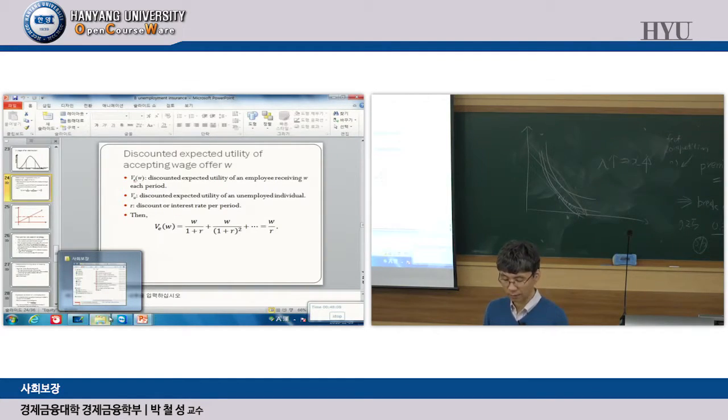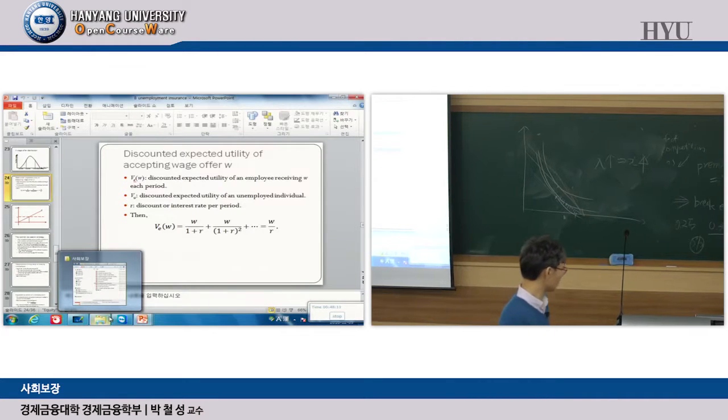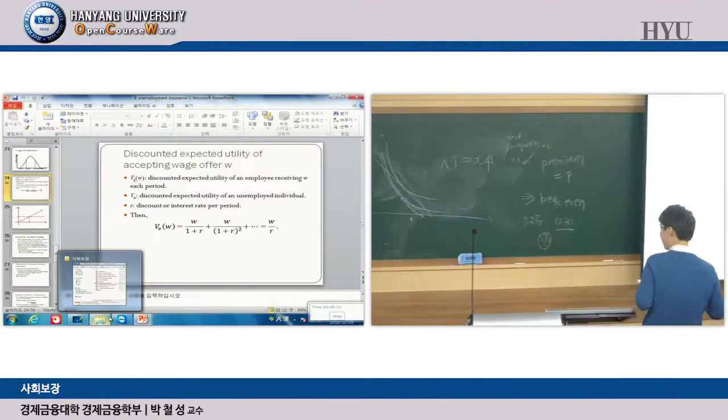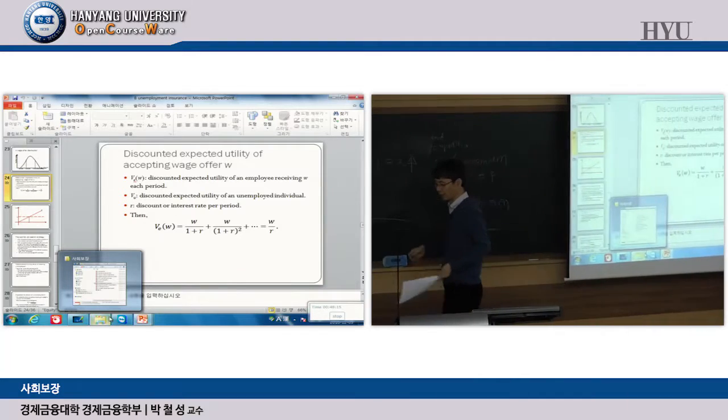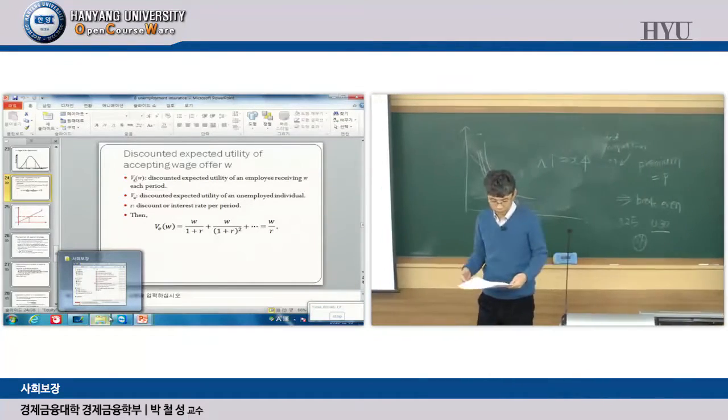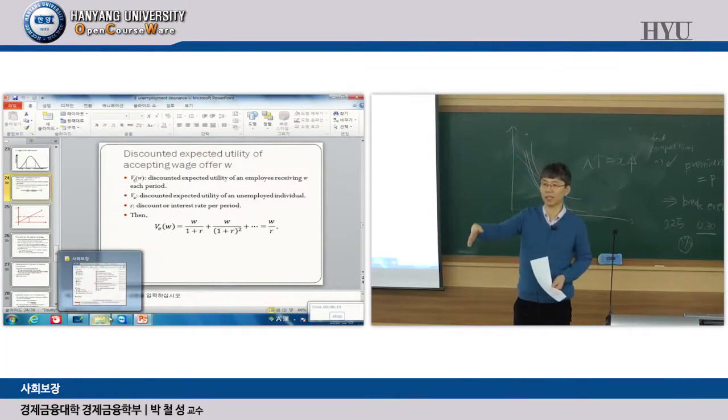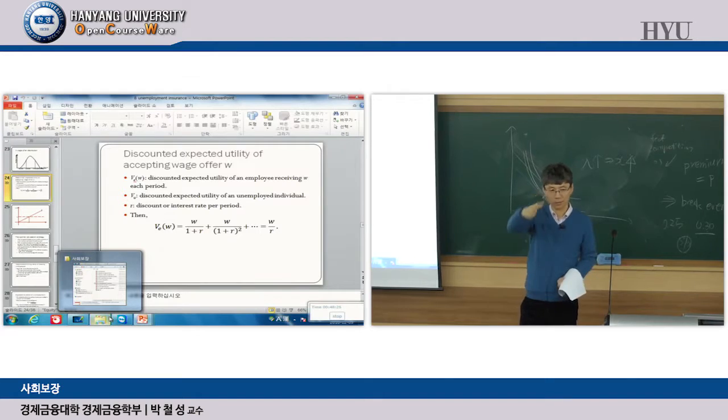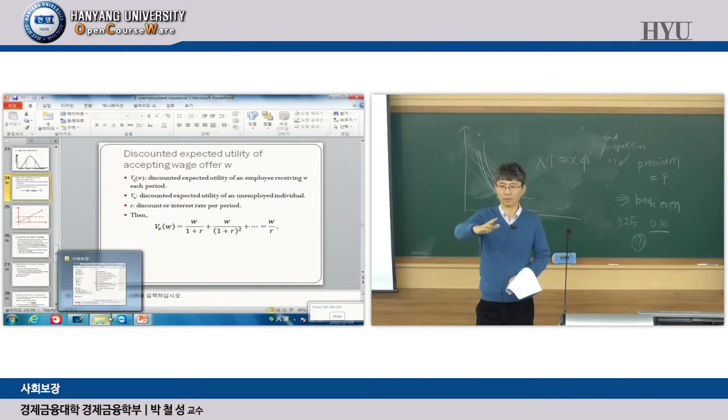Oh yeah, it's, I mean, in any way, when you have a higher budget line, you will always have higher utility. Okay. Think about it. I mean, think of the budget constraint. When you have a higher budget line, you will always have higher utility.